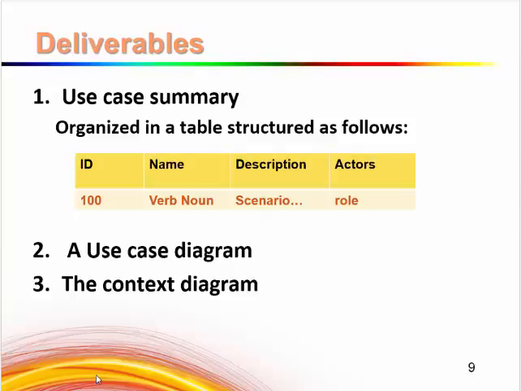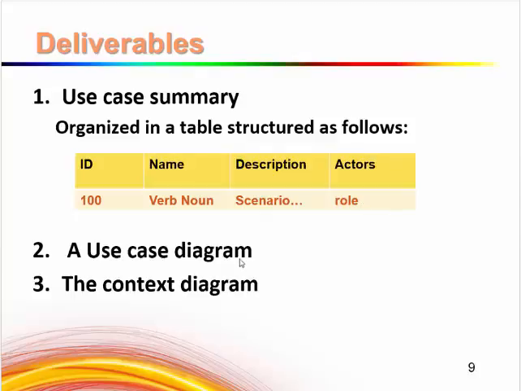About deliverables, there are three deliverables of initial use case modeling. The first deliverable is a use case summary, organized in a table to list all use cases with their descriptions. For example, each row describes a use case with a unique ID, a name as a verb-noun combination, the description of a system scenario, and the actor selected from the role type of concepts.